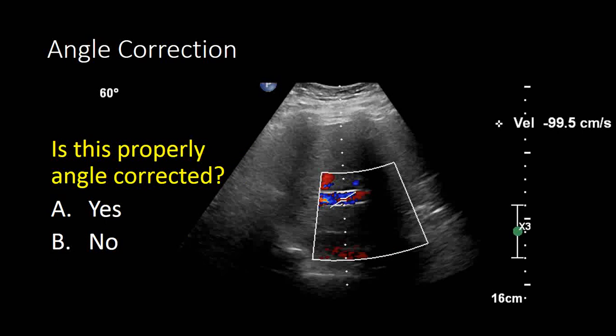Here's an example where we have moved into the proximal portion of a tip stent. Take a few minutes to look at this image and decide if this is properly angle corrected.